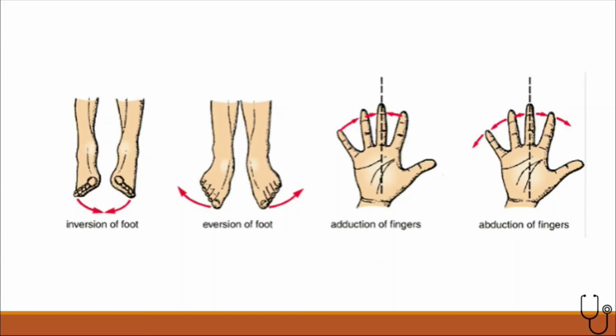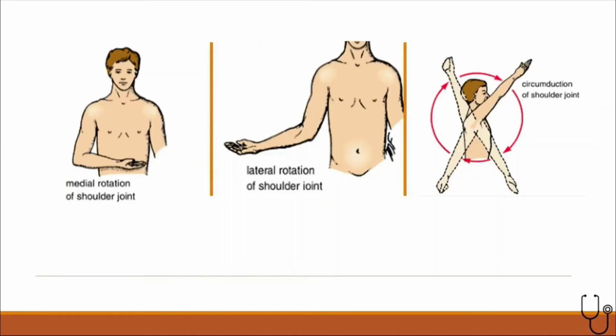Then the medial rotation and the lateral rotation. So what is rotation? Rotation is a movement of a part of the body around its long axis. In medial rotation, the anterior surface of the part of the body is on the medial side. In lateral rotation, the anterior surface of the part of the body is on the lateral side. So that is the lateral rotation.